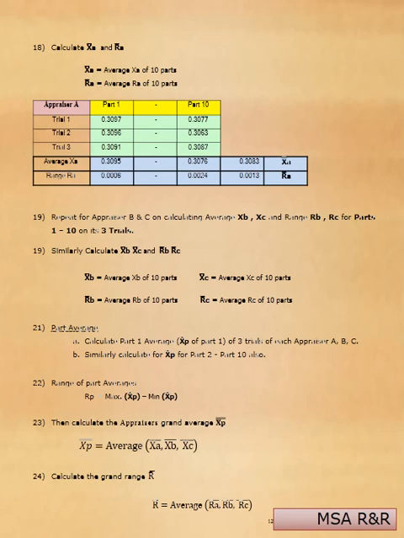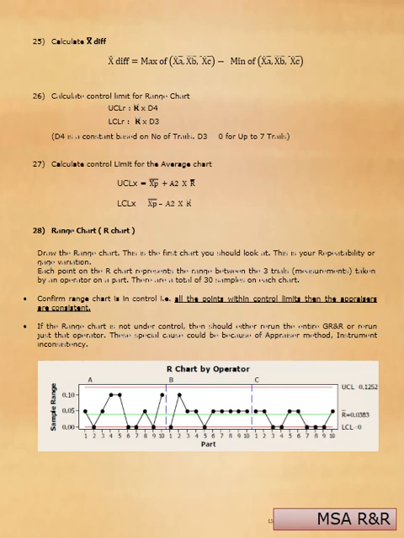Calculate the grand range R bar. R bar equals the average of R bar A, R bar B, R bar C. Now calculate the X bar difference. X bar difference equals the maximum of X bar A, X bar B, X bar C minus the minimum of X bar A, X bar B, X bar C.